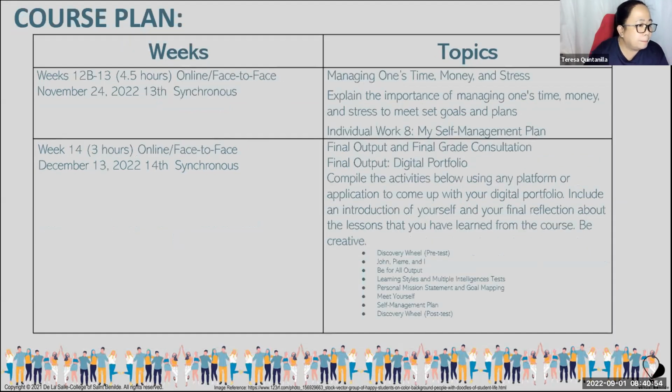Okay. Then for the 12th, managing our time and stress. So stress management, financial literacy, and time management. These are the three topics that we need to learn. Before, these were also part of the pre-midterm topics.